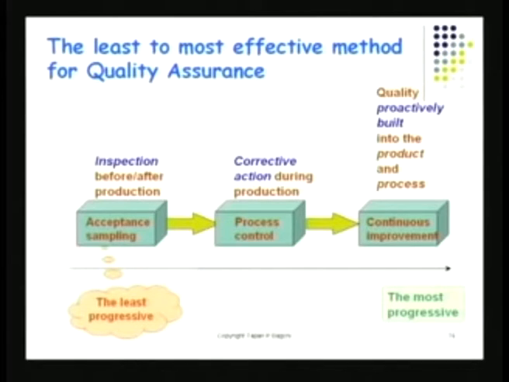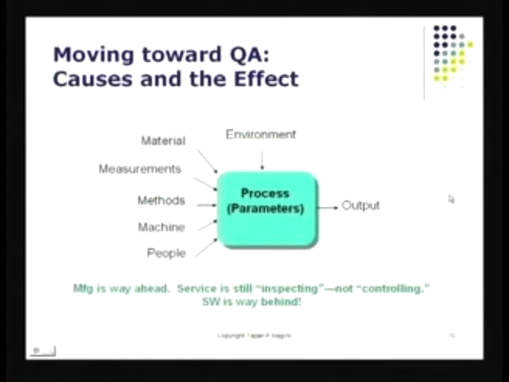There are various ways to assure quality, and the least progressive one is the one that counts on inspection, that is on the left hand side. This is the one that is least progressive. And the most progressive one is when I'm really talking about quality improvement proactively. There I'm talking about continuous improvement, all the good things done in a preventive manner. This is really the most progressive way to try to improve quality.